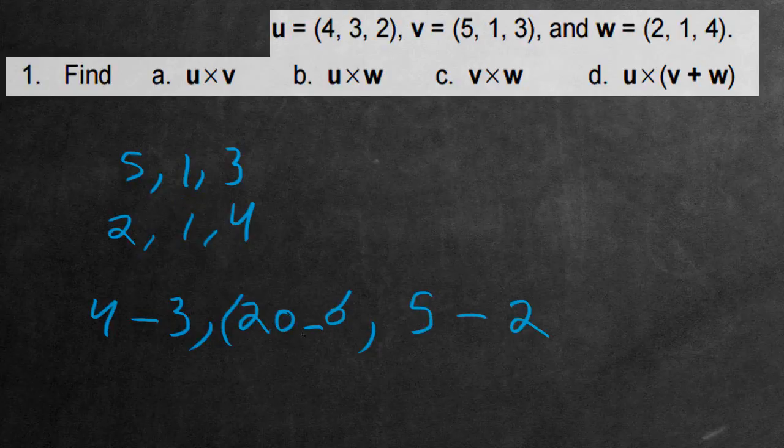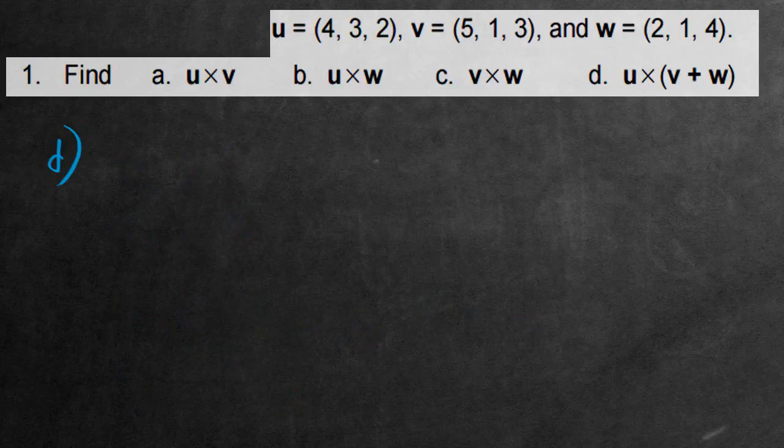Now we do the last step, which is put brackets over the middle coordinate and put a negative outside. So let's simplify this now. 4 subtract 3 is 1, comma. 20 subtract 6 is 14. Multiply by the negative outside, negative 14, comma. Then 5 subtract 2 is 3. And this is the answer for question C. I really should remember to write those question labels down.